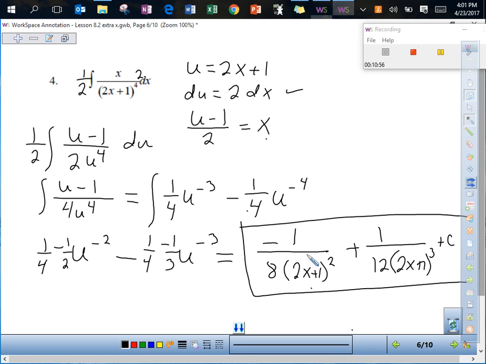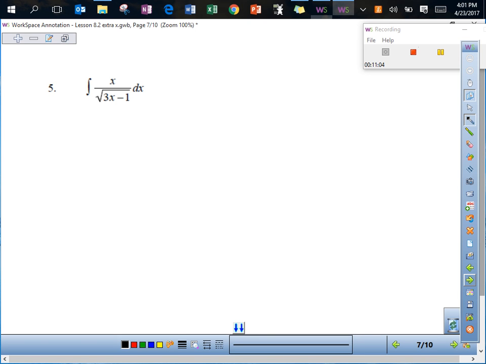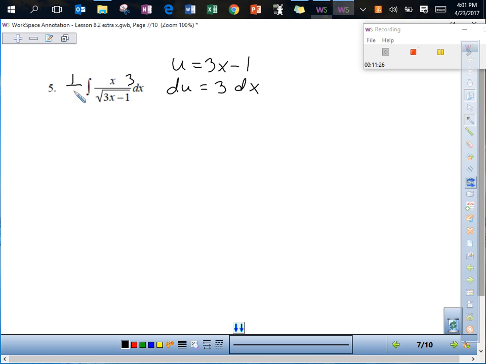So I've got 2 more coming your way, then I've got a couple with numbers. Those are nice because you can check those. But here goes your number 5. I'll just see if I can pick the pace up a little bit. My u happens to be 3x minus 1. My du happens to be 3 dx, so I'm going to pause for a second. I don't see a 3 dx, so I'm going to introduce a 3, and I'm going to have to offset that with the 1/3.